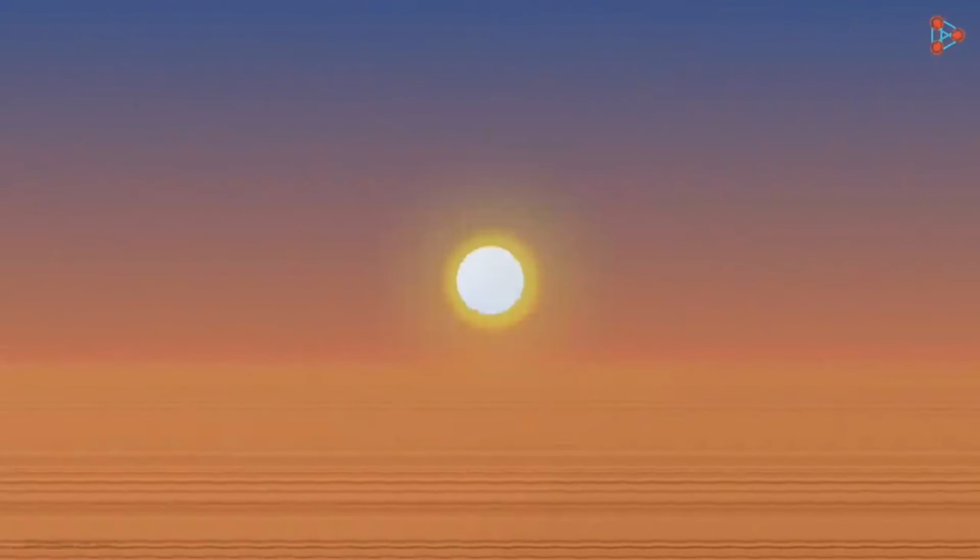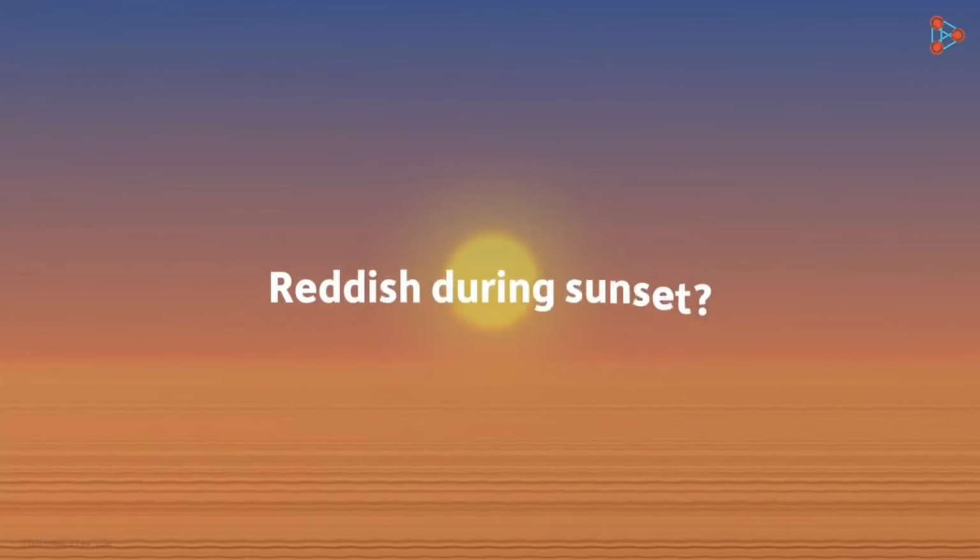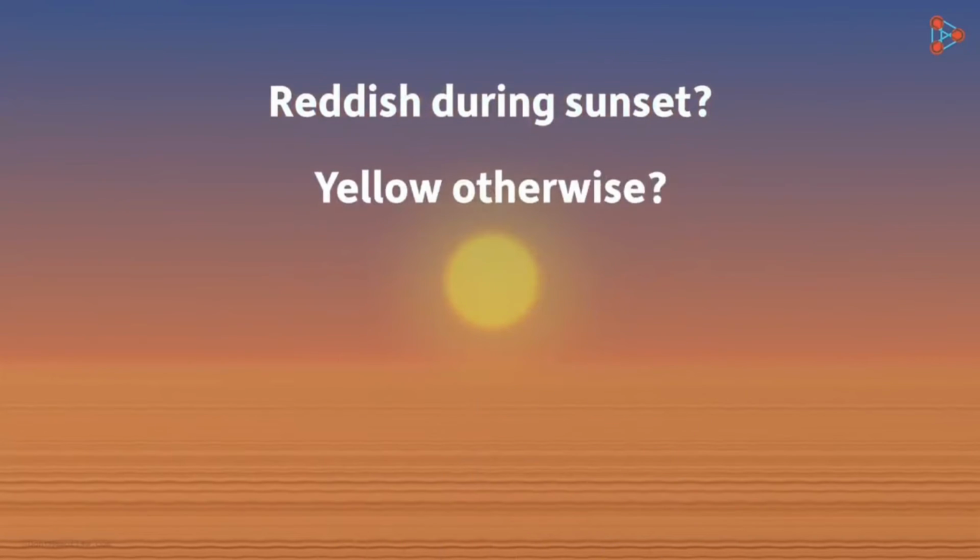There's one last question we need to answer. Why does the sun appear reddish during sunset and yellow otherwise? We will discuss that in this video.